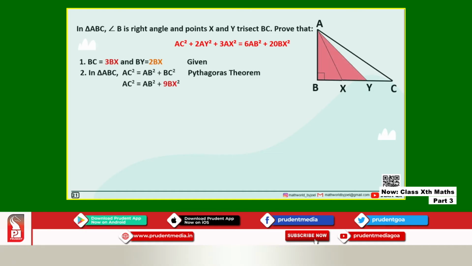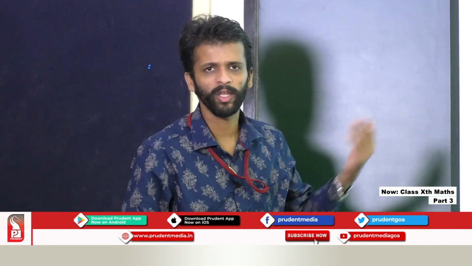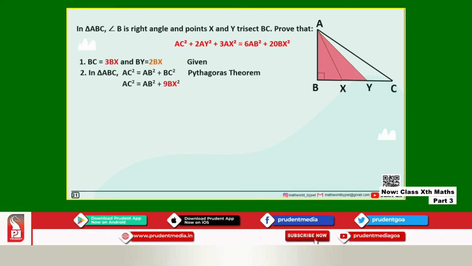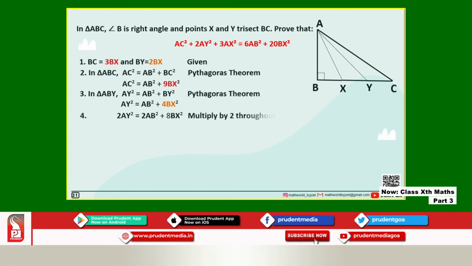Now look at this triangle. This triangle is nothing but ABY. Let us write the Pythagoras theorem for this one as well. AY square is equal to AB square plus BY square. Now look at step 1 and step 3. Wherever there is BY, I'm going to replace it with 2 times BX, so 2 square will become 4 and BX becomes BX square.